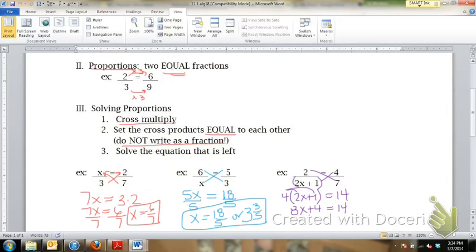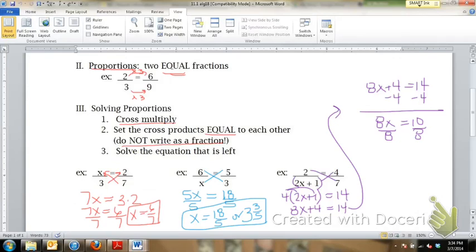I'm going to go into the bottom here, so let me move this up. 8x plus 4 equals 14. Subtract 4 from both sides. 8x equals 10. Divide. And I get 10/8. Now that you can't leave because you can reduce that to 5/4. It's okay to leave it as improper, but it needs to be reduced.